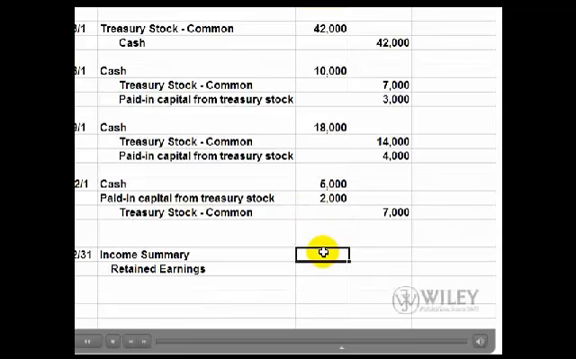On December 31st, the company reported net income of $70,000. So we debit the income summary for $70,000 and credit retained earnings for $70,000.